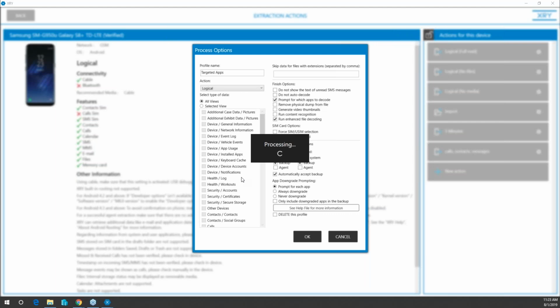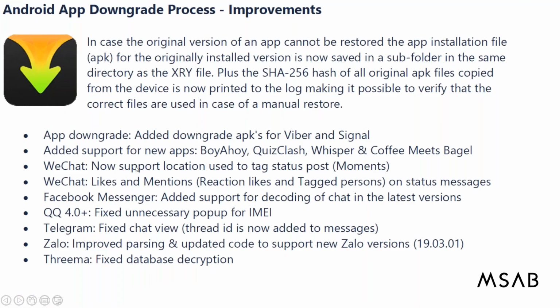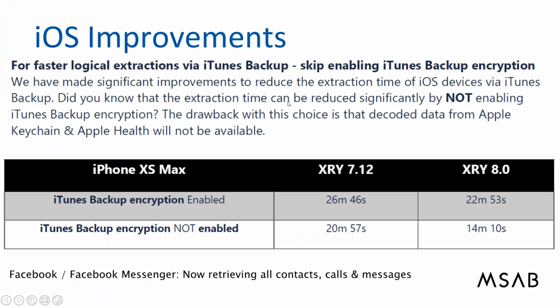In the meantime, I'm going to go back to the PowerPoint, and I'm going to talk about the iOS improvements. This is just kind of a highlight that we wanted to make available to you. The idea is that if you put a password on the iTunes backup encryption, if you enable that, it's actually going to take more time for an extraction.